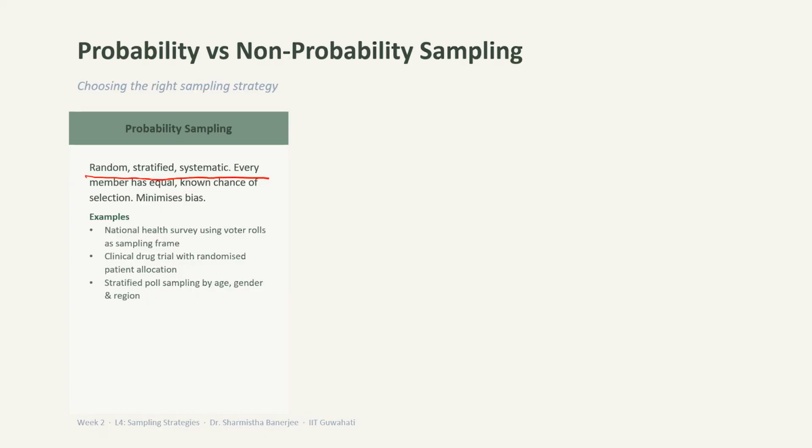So if I want to do this national health survey, it will be a good idea, when I am drawing this sample, to use the voter roll as the sampling frame. Now even when I am using the voter roll as the sampling frame, I am able to capture only people in the country who are 18 and above. I am not able to capture people who are less than 18.